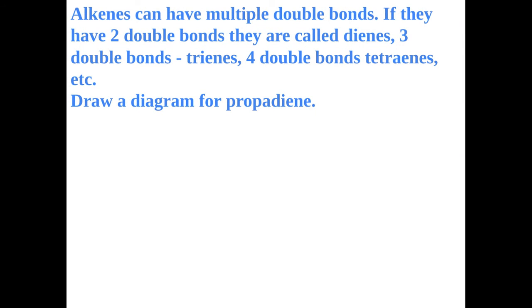Now, alkenes can also have multiple double bonds. If they do, they're called a diene. Di meaning two, ene meaning double bond. There are trienes. So 3 double bonds would be a triene. 4 double bonds is a tetraene. Tetra meaning 4. So if we had a diagram for propadiene, take a look at this name.